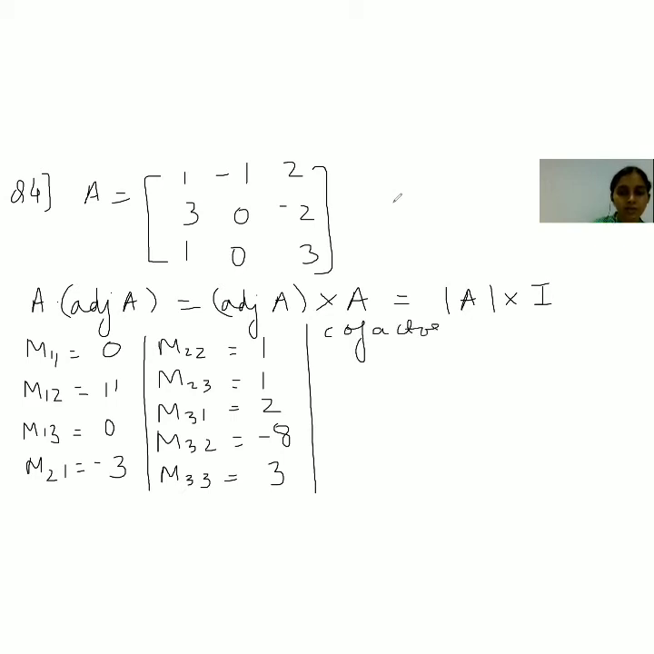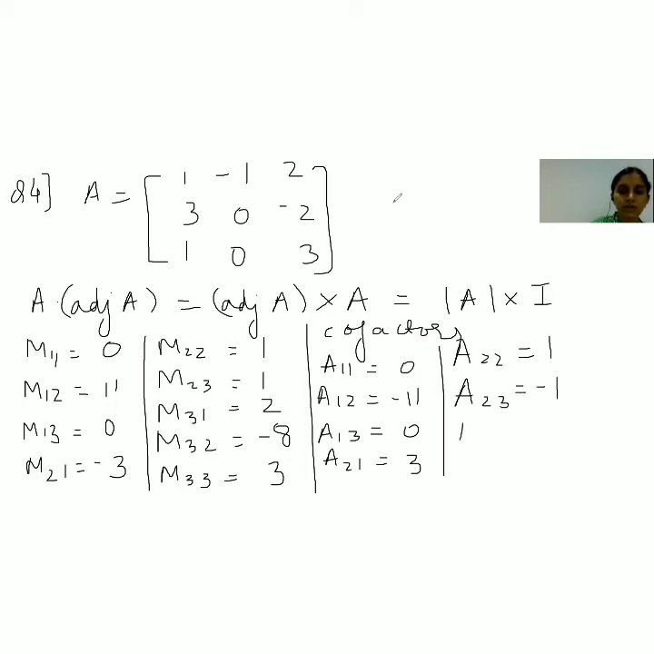Okay, so let me write the cofactors. A11 is equal to 0, remains the same. A12 changes the sign. A13 will be same. A21 changes the sign. Then A22, no change of sign. A23 changes the sign. A31, no change of sign. A32, again change the sign. And A33, no change of sign, it will remain the same.